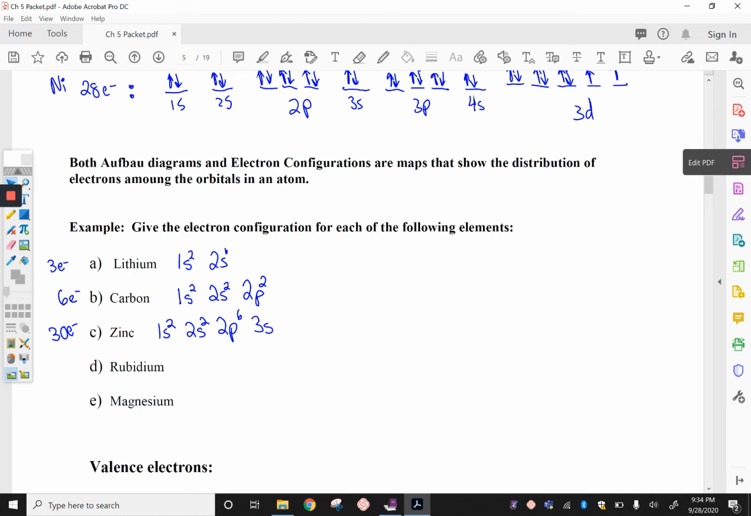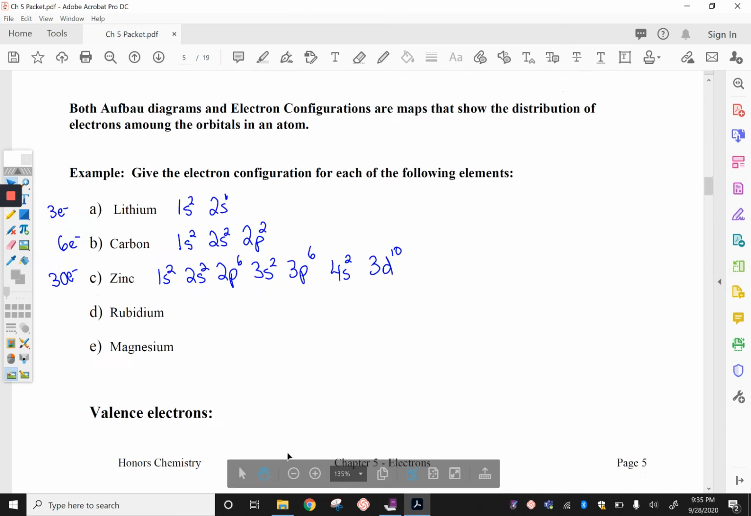3s. How many can it hold? 2. What comes next? 3p. How many can it hold? 6. How many electrons have we drawn? Add them up. That's 18. Okay, next is 4s. How many can it hold? 2. We're up to 20. What comes next? 3d. How many can it hold? 10. And we need all 10. Add all those superscripts together, you're going to get 30 electrons.